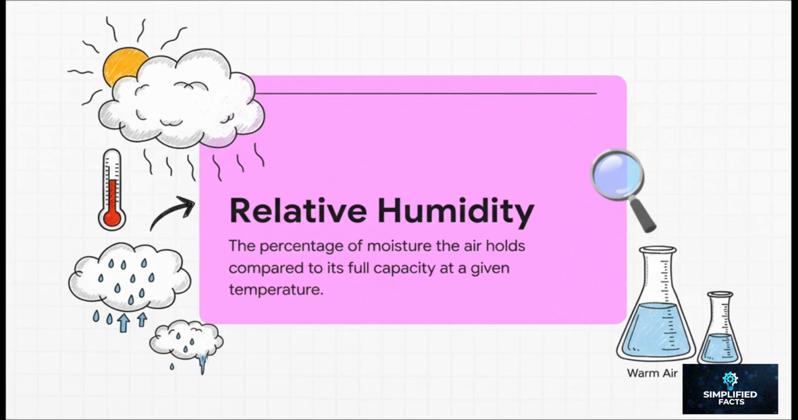Relative humidity is a different beast because the air's ability to hold water changes with temperature. Think of warm air as a giant sponge that can soak up a ton of water. Cold air? It's like a tiny, less absorbent sponge. So relative humidity tells us how full that sponge is as a percentage at its current temperature.